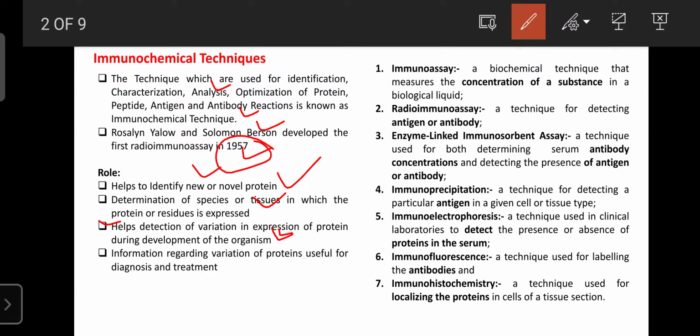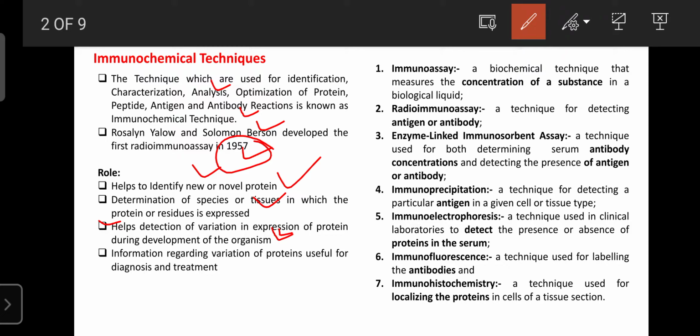If you target or inhibit that protein with the help of a drug, that drug can treat leprosy or bacterial infection. That's why it is also helpful for the development of new drugs or therapy, by studying the development process in the organisms with the help of immunochemical techniques.